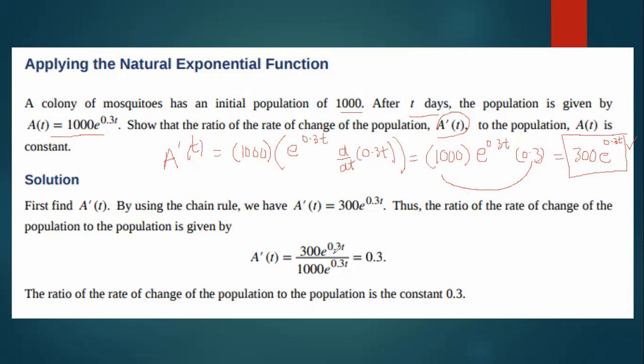I also have to find the ratio. The ratio is the derivative function, 300 e^(0.3t), divided by the original function, 1000 e^(0.3t). The e^(0.3t) terms cancel out, so my answer will be 0.3.